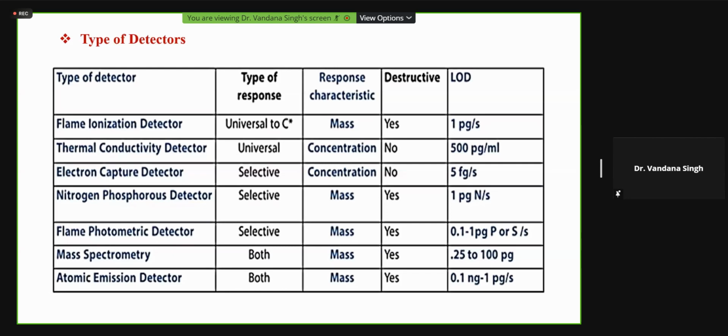Sample volume should also be optimized. We can't overload the column, as that will not lead to better separation and will give less resolution. So generally, to avoid overloading, split injections are used. So these are some chromatograms which are showing some artifacts.